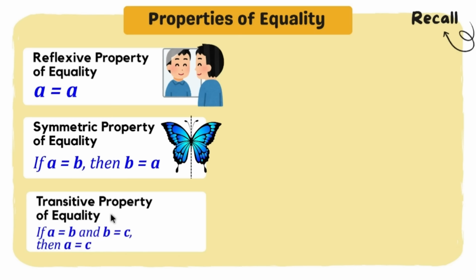Next, we also have here transitive property of equality. If A is equal to B and B is equal to C, then A is equal to C.